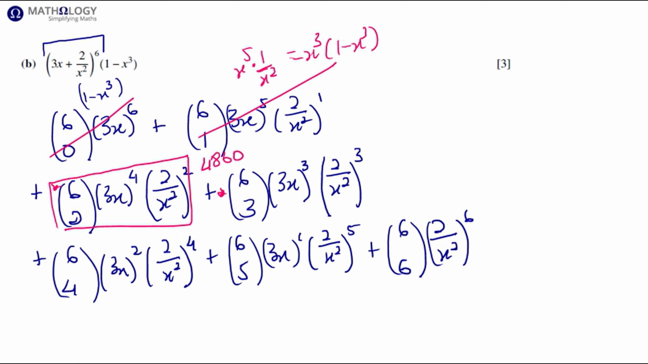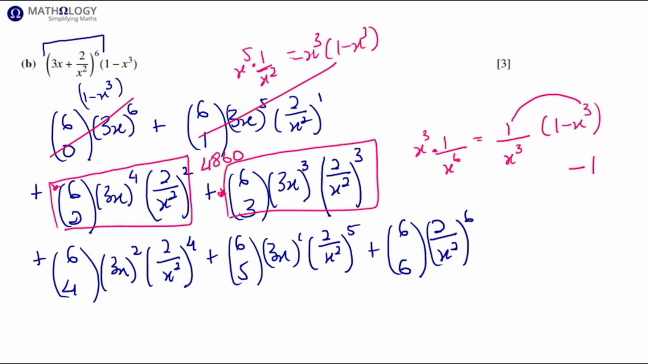This term here, we have x cubed times 1 over x to the 6, which is 1 over x cubed, and then we multiply that by 1 minus x cubed. Now, when we multiply these two terms, we are going to get negative 1, which is independent of x. So we are interested in this term over here. All we're doing right now is highlighting the terms that are going to give us what we're looking for before we do anything else.